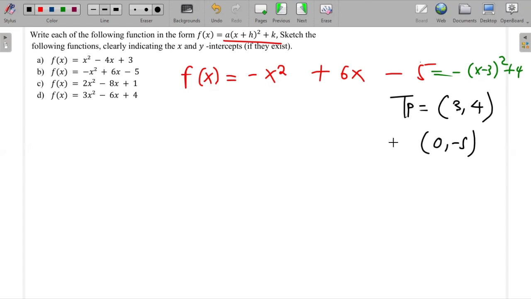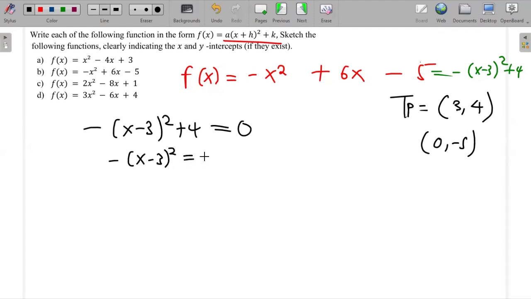So we are just remaining with the x-intercept. For the x-intercept, we get this equation, we equate to 0, so for x. That will be minus x minus 3 squared plus 4 equals 0. This guy goes to the other side, so I have minus x minus 3 squared equals minus 4. Yes, you can ask your question.